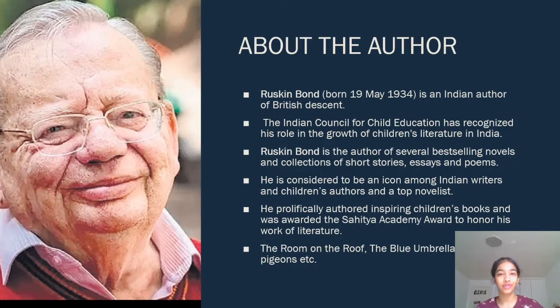Before we get started with the chapter, let's learn a little something about the author, like always. I'm sure all of you have heard of him and would have recognized him by the picture on the slide, Ruskin Bond. He was born on 19th May 1934, and he's an Indian author of British descent. Both his parents were Britishers, but he was later on adopted by an Indian family.